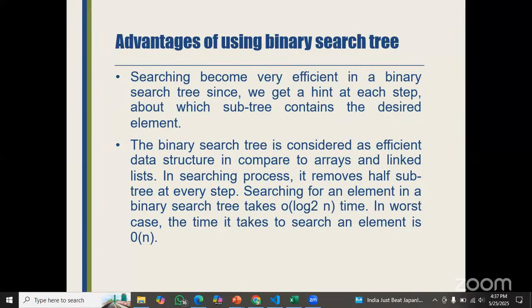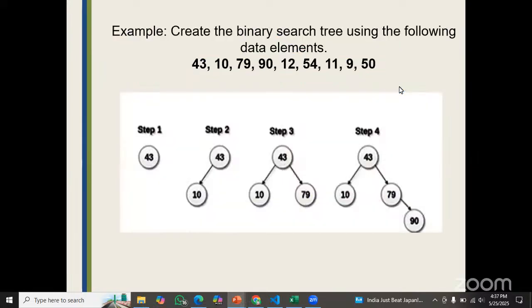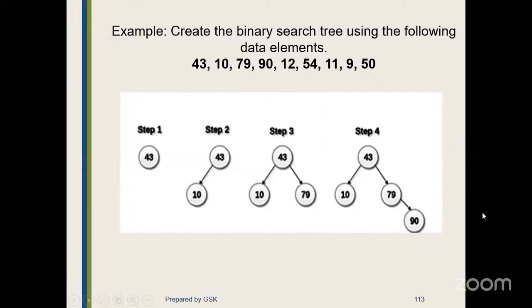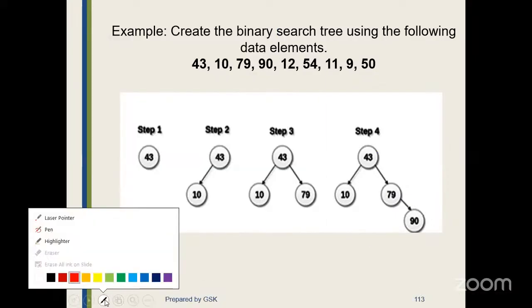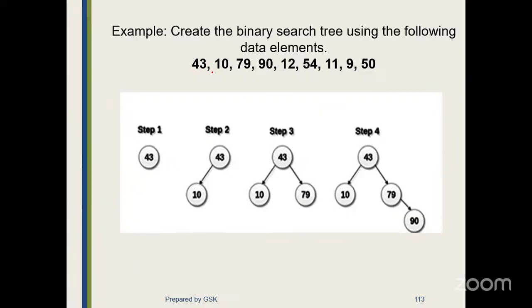So in the last session, we started binary tree, binary search tree. We discussed binary search tree also. Let us see how to create a binary search tree. For example, we have the numbers like 43, 10, 79, 90, 12, 54, 11, 9, 50.